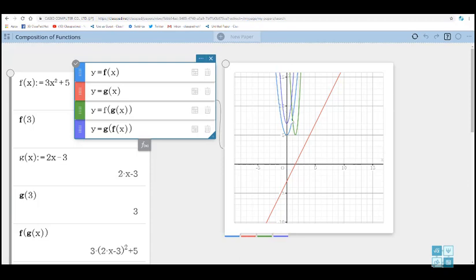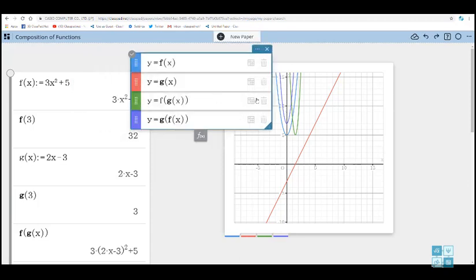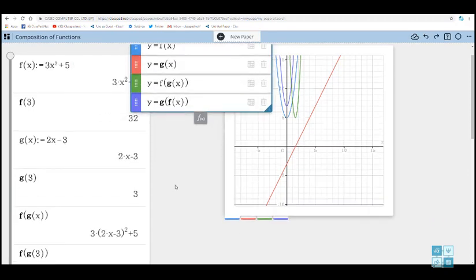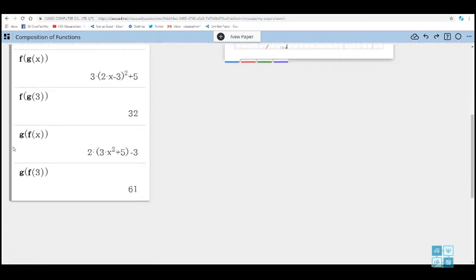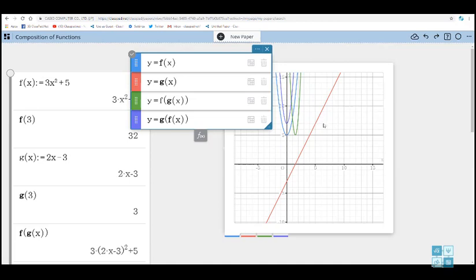So quadratics here, which makes sense because I'm working with at least one quadratic. So I'm always going to end up with quadratics when I compose them. So here is the actual values of what's going on, and here's the graph. So that's two different ways to think about composition of functions.